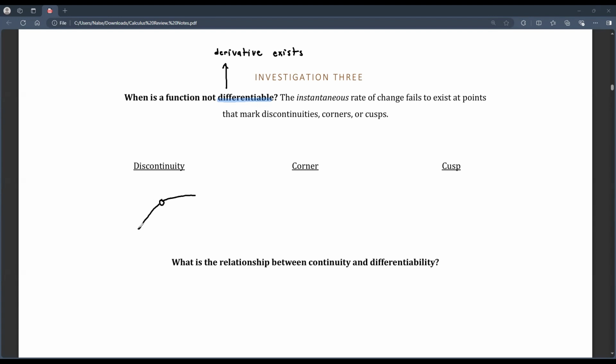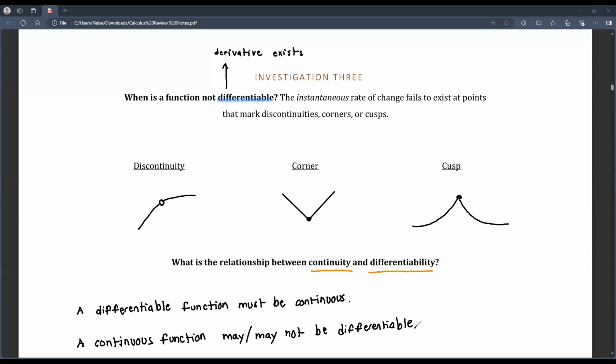As a result, there is a special relationship between continuity and differentiability. Do you see what it is? A function must be continuous where it is differentiable. However, a function may or may not be differentiable where it is continuous. Let's look at the function with a corner. It is continuous at the corner point, but it is not differentiable here. Make sure you understand this fact about differentiability before moving forward.